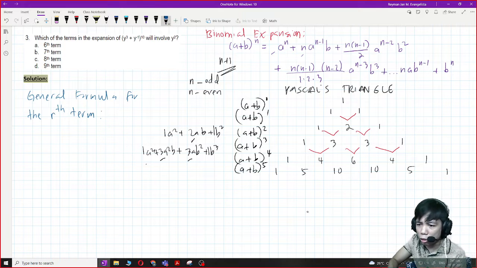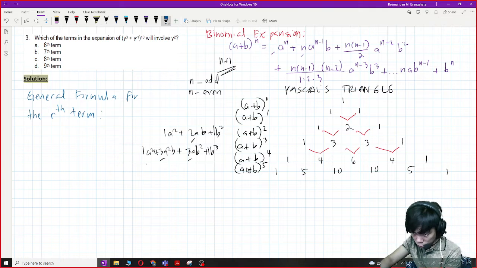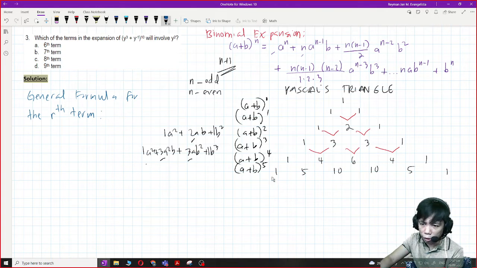Pascal's triangle, so sunod-sunod na yan. No? First, nabaka dito sa raised to 5. Okay, ito yung first, second, third, okay, fourth, fifth, and sixth. Okay, so meron kang 6 terms. Now, sa r term, general formula, so yung specific term lang yung kukunin mo, yung third term, ganyan. No? So, ito yung coefficient. No?